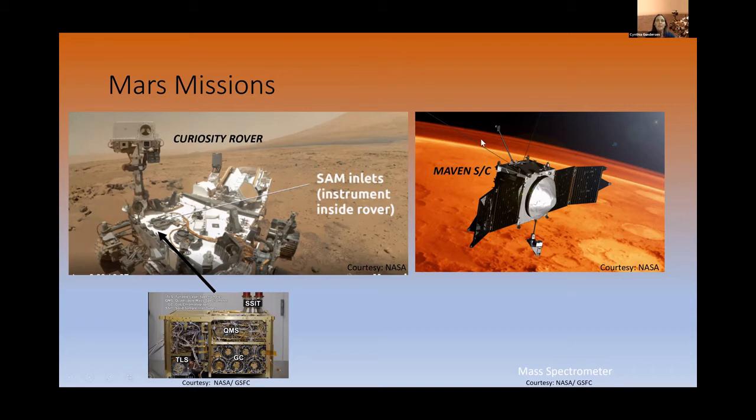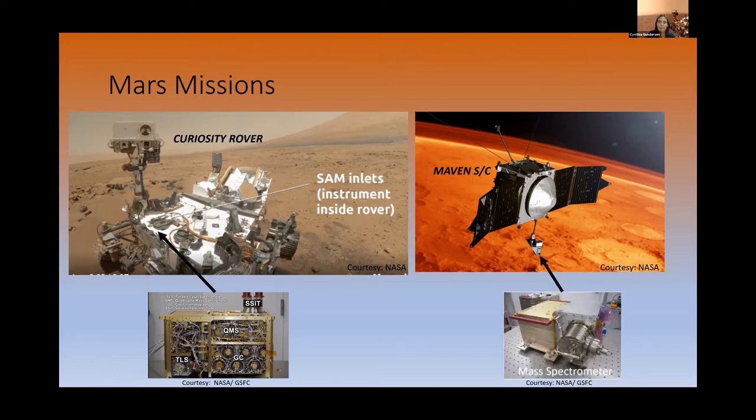MAVEN, in the image on the right, launched in November 2013. The mass spectrometer on this mission was heavily based on heritage from Cassini and SAM, and is called NGIMS, which stands for Neutral Gas Ion Mass Spectrometer. It's attached to a payload platform that hangs off of the spacecraft. And this is indeed the mission that was led by Bruce Jakowski, our previous speaker.